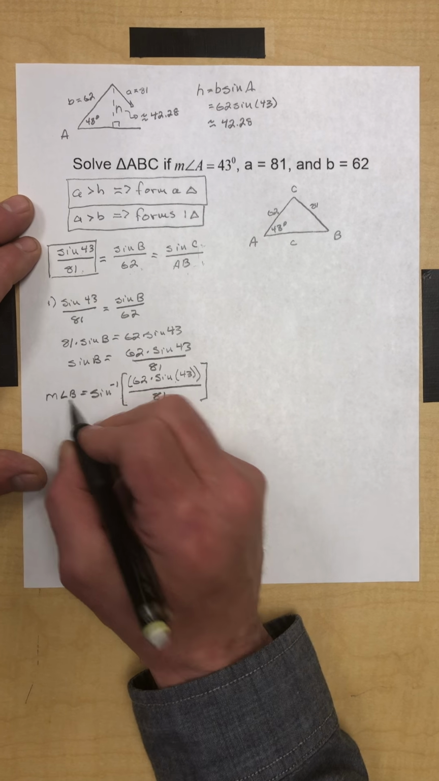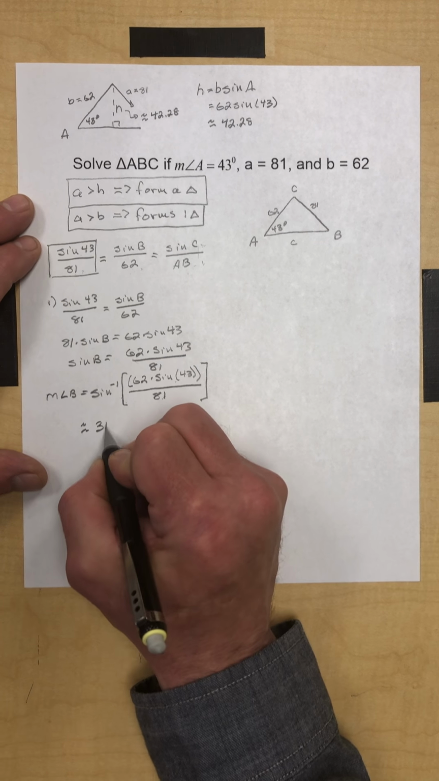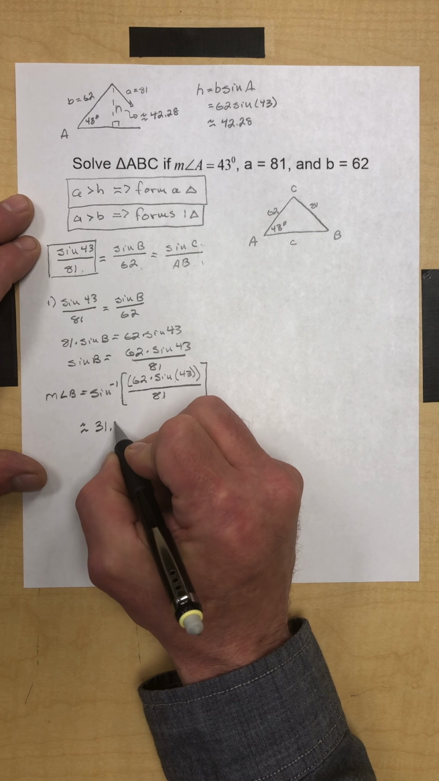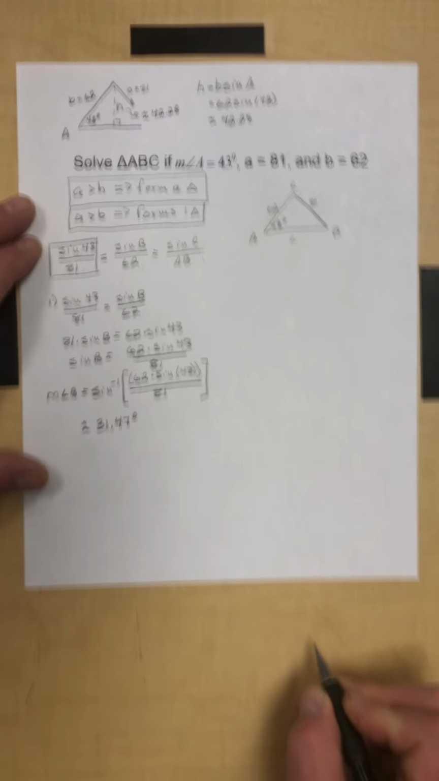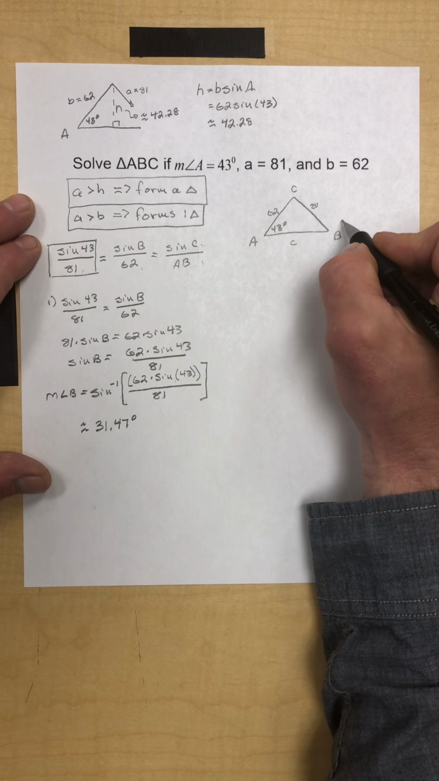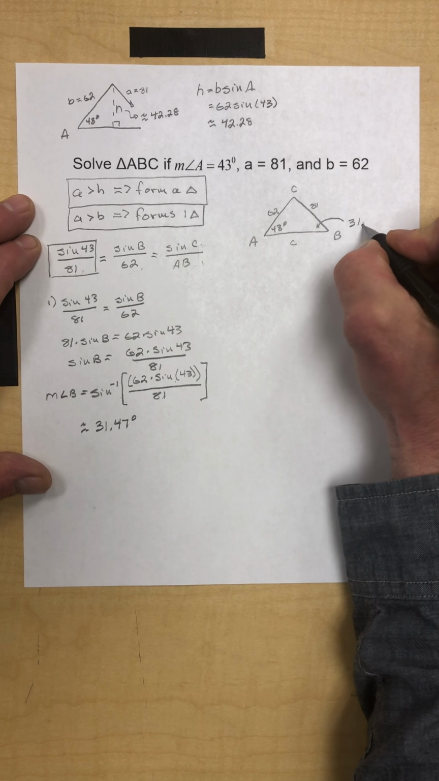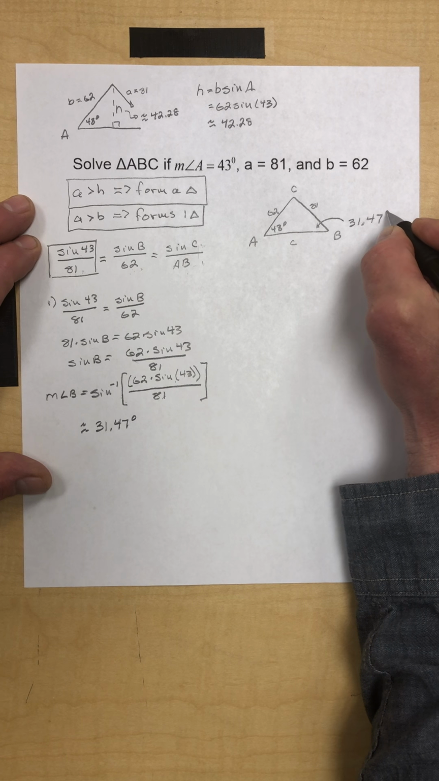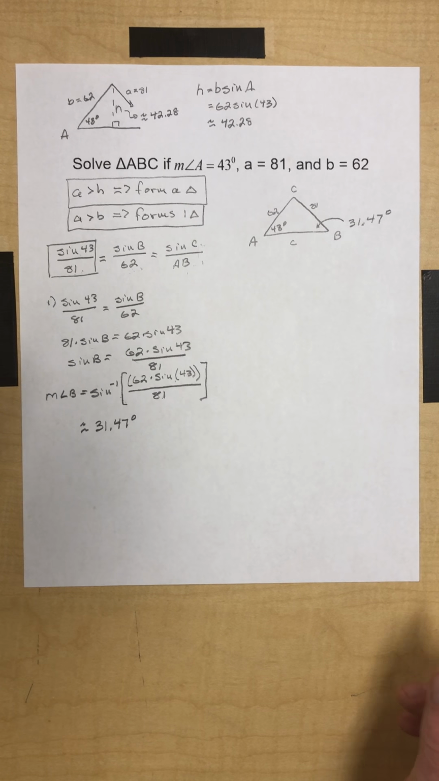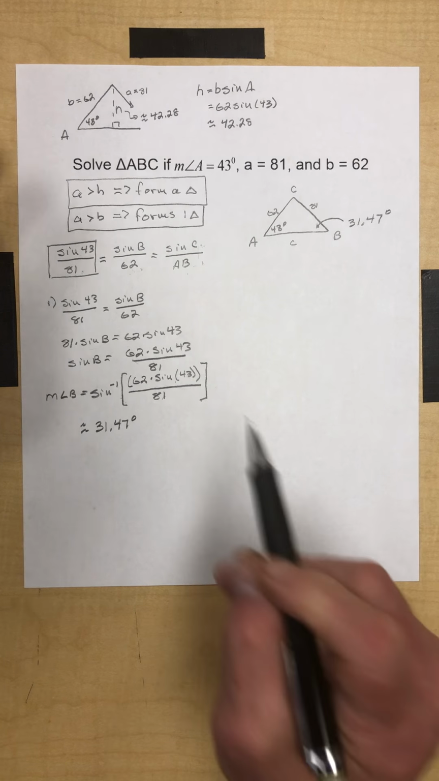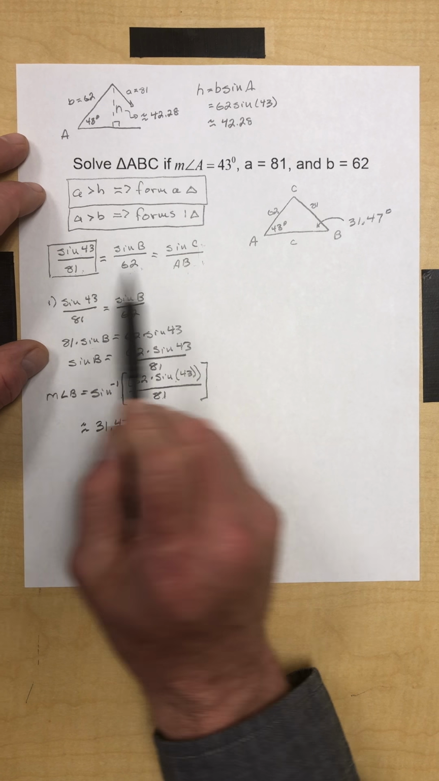And it gives me, remember we're in degrees here, 31.47 degrees. So the measure of angle B right here is 31.47 degrees.